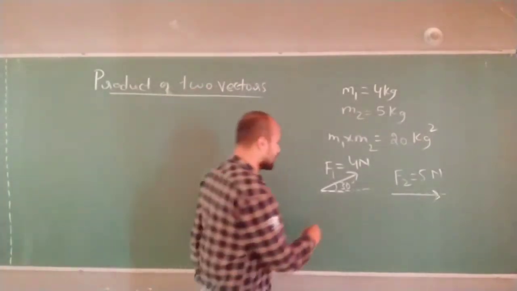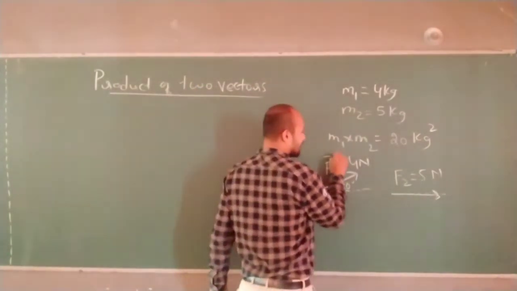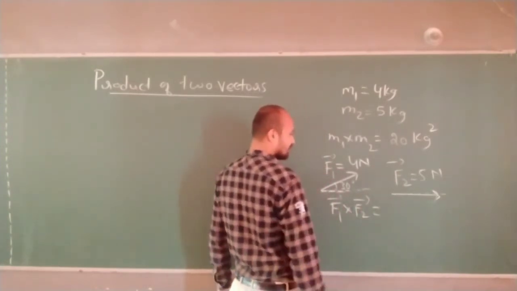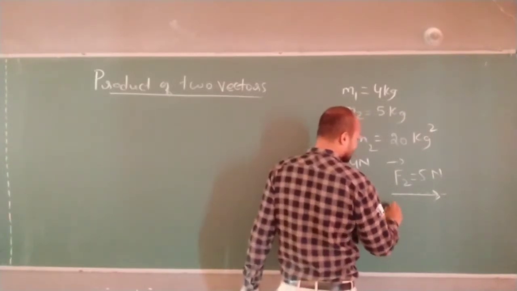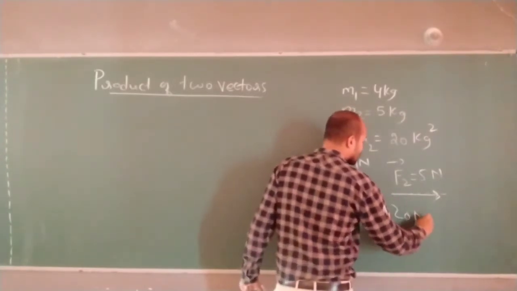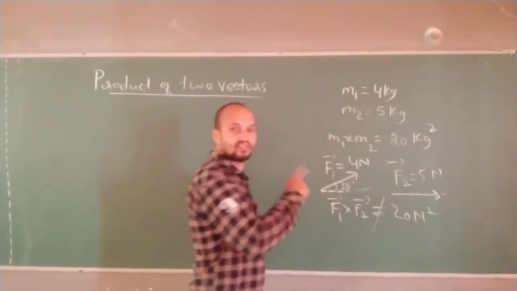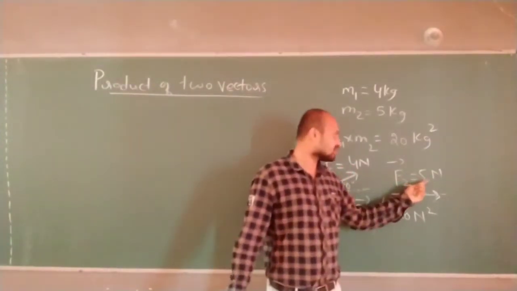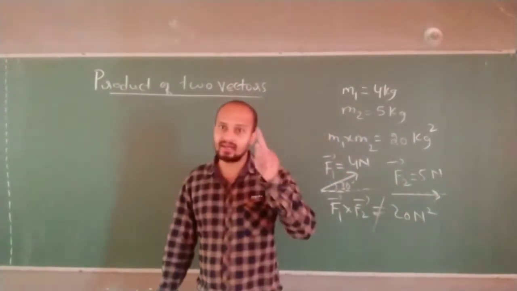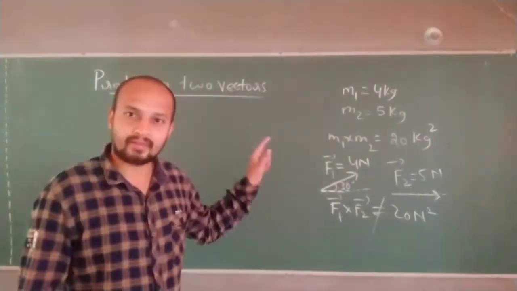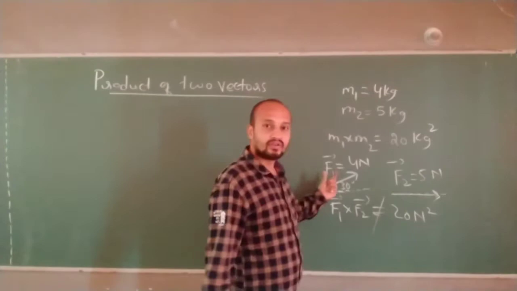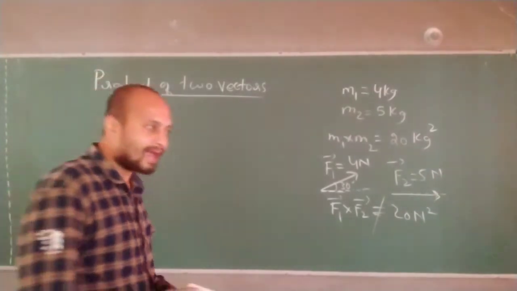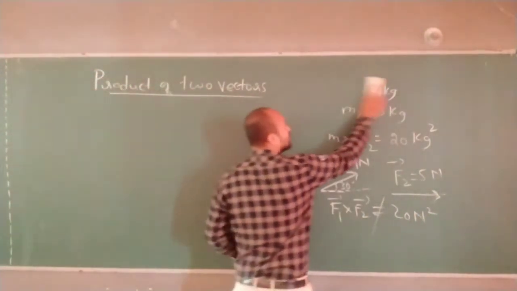Now if I do F1 into F2, here both are vectors. If I do F1 into F2, 4 into 5, it is not 20 Newton square, because the direction of this force is in this direction and the direction of the other force is in that direction. When I am multiplying vectors, you cannot multiply like that. Are you understanding? Then how to multiply, sir? If you ask me that question, I will give you the answer now.